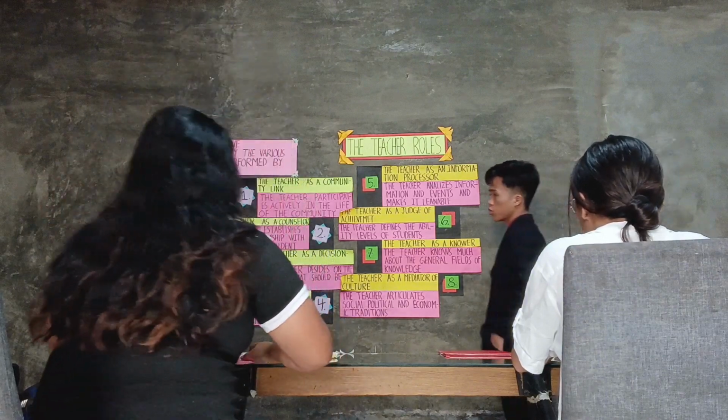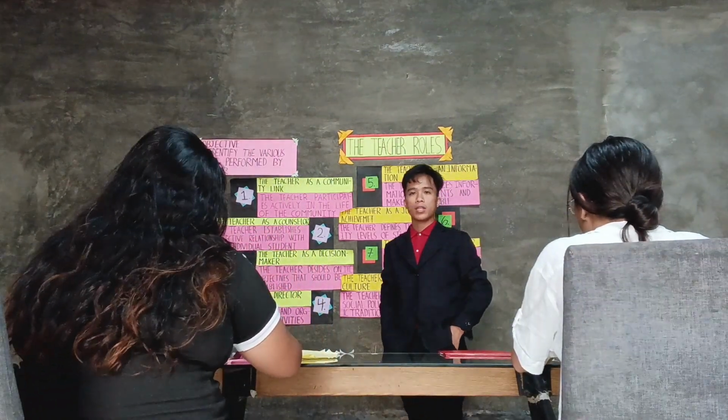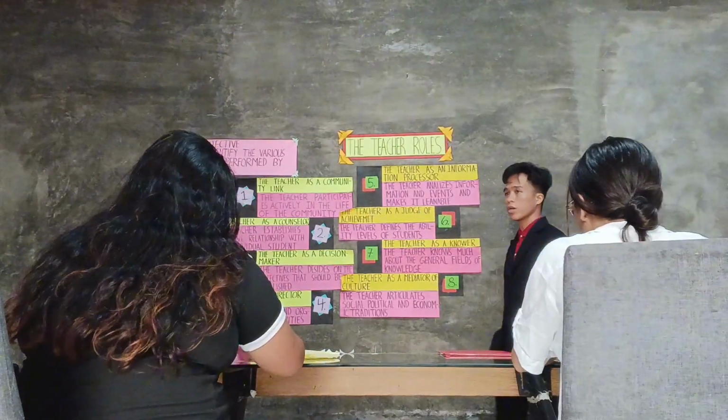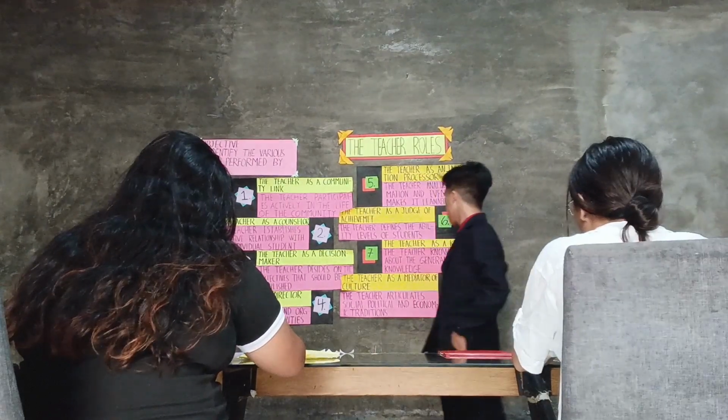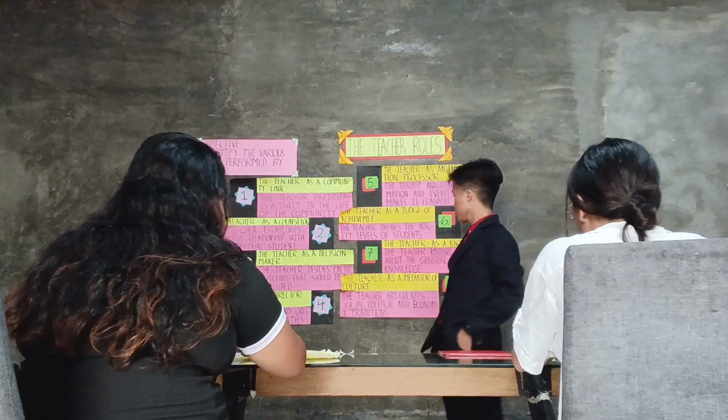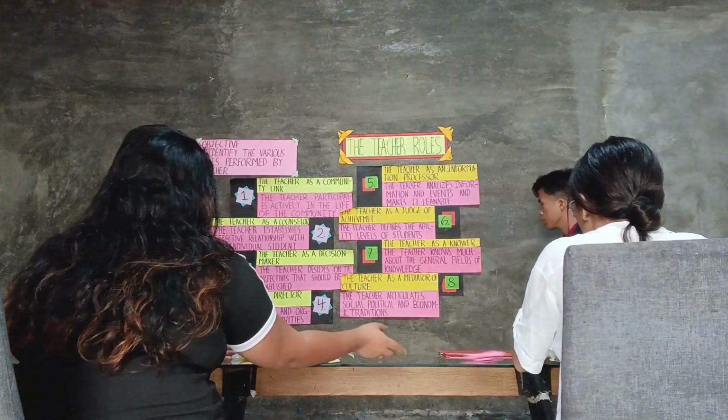So the teacher should define the ability of the students, because there are two types of students, the slow learner and the fast learner. So we should define the ability of the students. So next, let's move on to number 7.